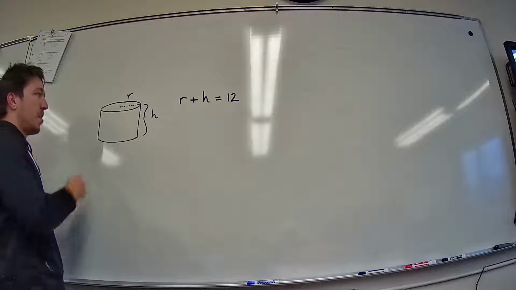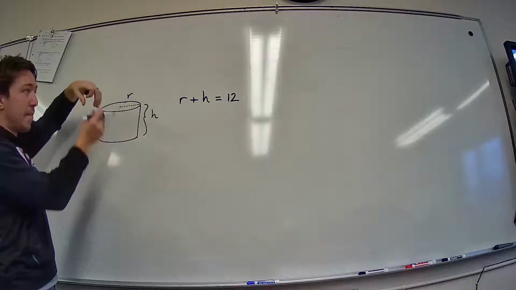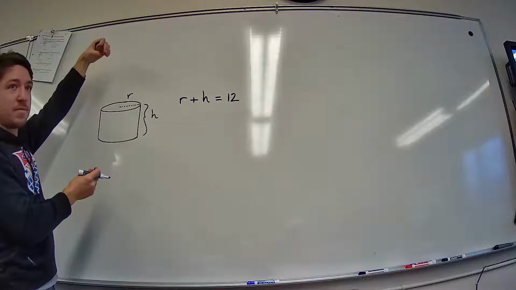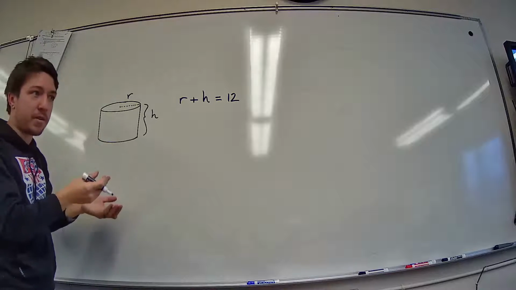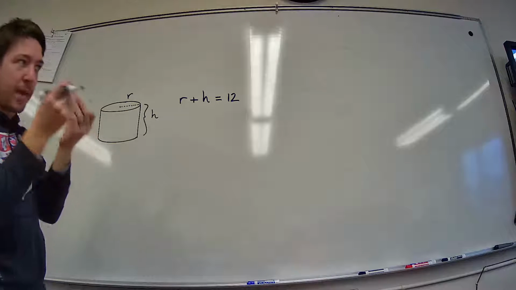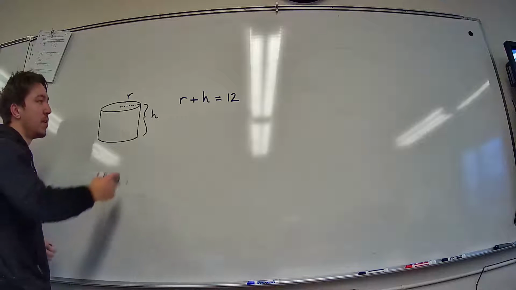Obviously, you can make this cylinder super skinny and tall, 11.9 inches tall and 0.1 inches radius, and it'd have a very small volume. Or likewise, you can make it really flat like a pancake to make the volume small, but we want to make the volume big. So what's the optimum value?